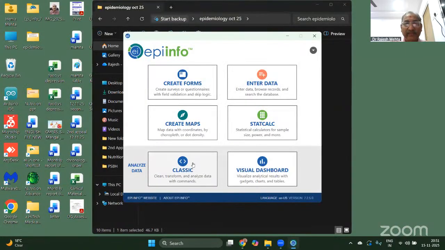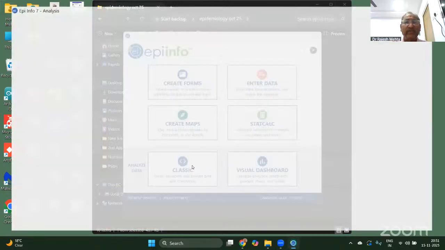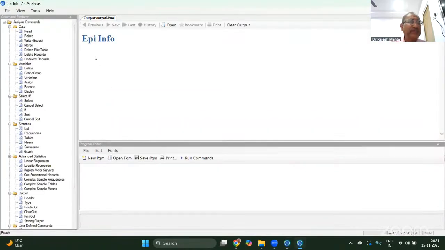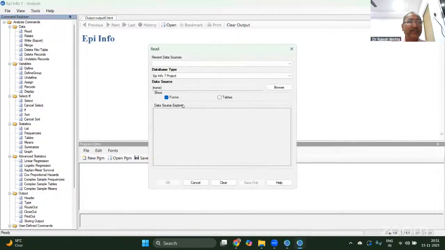But in data analysis we use classic. Visual dashboard is also a very advanced thing you can do. Here you should be able to... the recode command is also good. I think we should try to use this recode command today so that you can quickly recode the things. For another age group, if you want to decide, you can decide that.